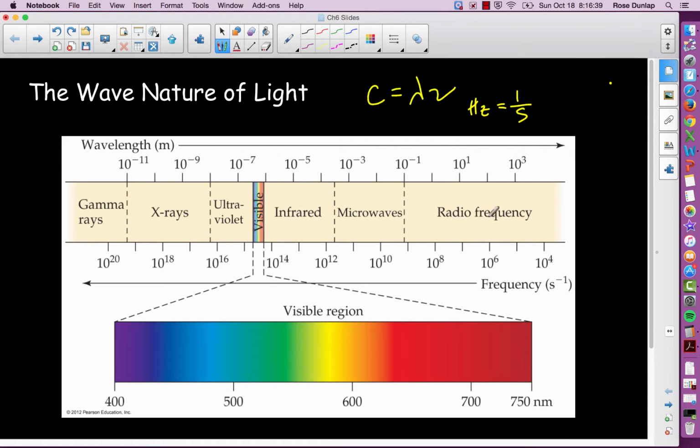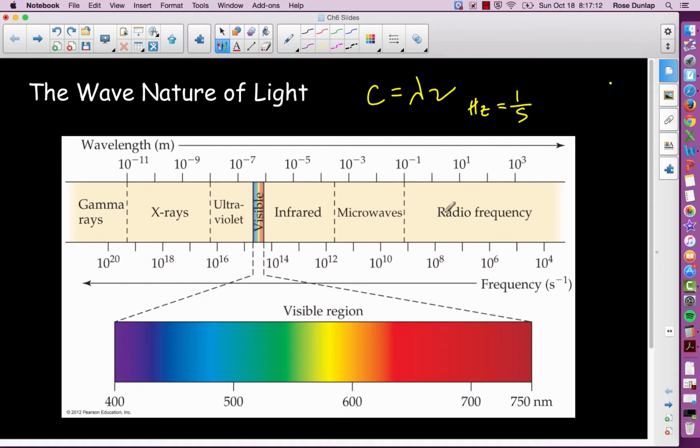Here again, just like last year, there's no expectation that you memorize that radio frequencies are from 10 to the negative first to 10 to the third meters. But it is expected that we know that gamma rays are the highest energy. X-rays come next, then UV, ultra meaning just beyond violet, then the visible spectrum, then infrared, infra meaning just less than red, then microwaves and radio frequency.